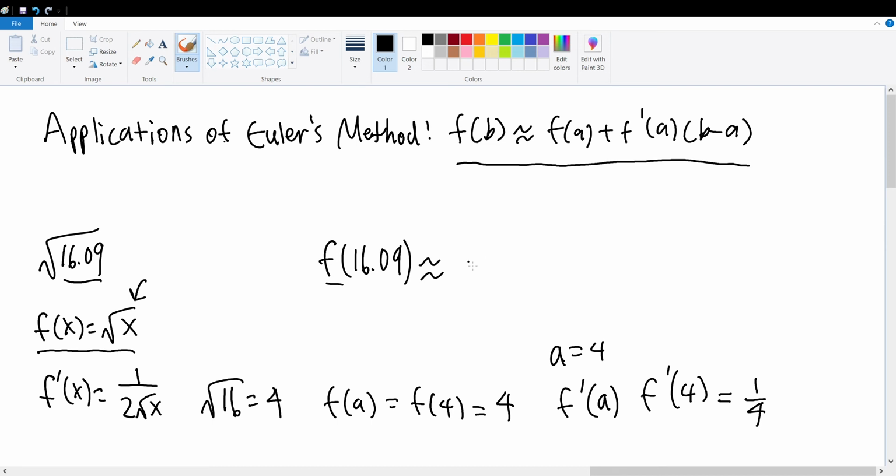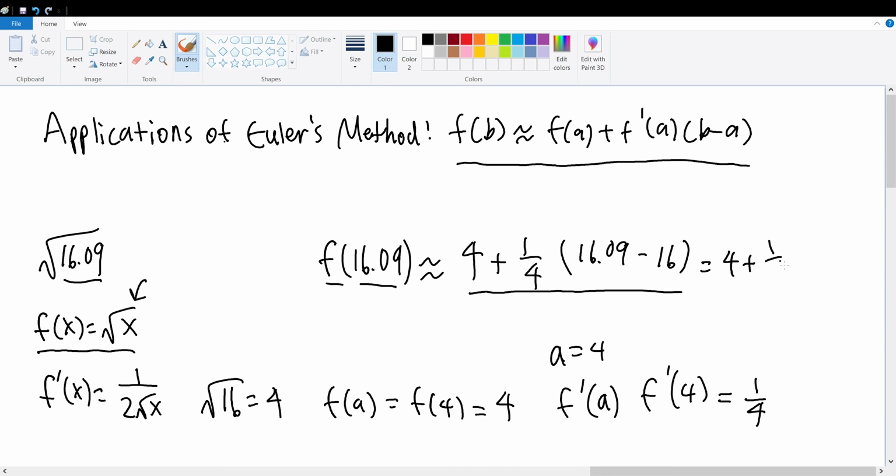What is f of a? f of a is equal to 4, plus f prime of a, which is equal to 1/4, times b minus a. And what is b? b is 16.09, while a is equal to 16. So the square root of 16.09 can be approximated by this quantity. And to simplify this, we get 4 plus 1 over 4 times 9 over 100, which is the same thing as 4 plus 9 over 400. And whatever this comes out to will be the approximation for the square root of 16.09.